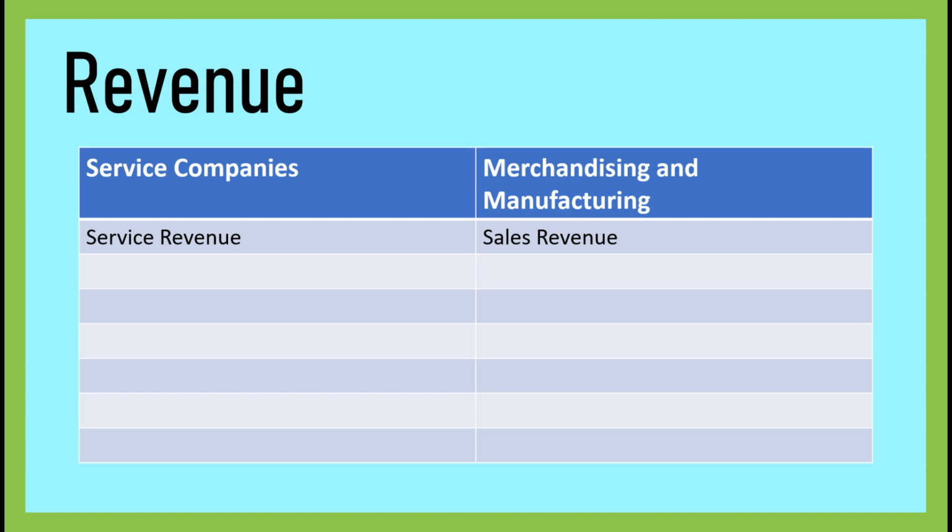What if nagpaparenta ka, edi rent income o kaya rent revenue? Paano kung ikaw ay kumukomisyon sa mga extra things na ginagawa ng company? Edi commissions revenue, commission income. So, again, depending on the income of the company, yun ang itatawag mo sa account title na yun. Depende sa kung anong function niya, kung anong revenue siya.